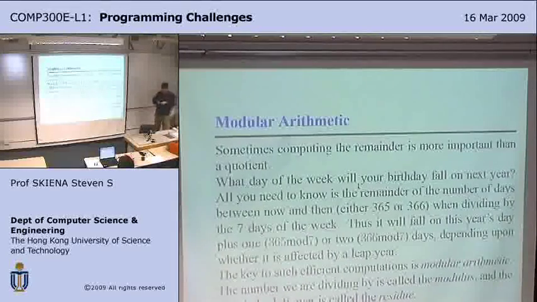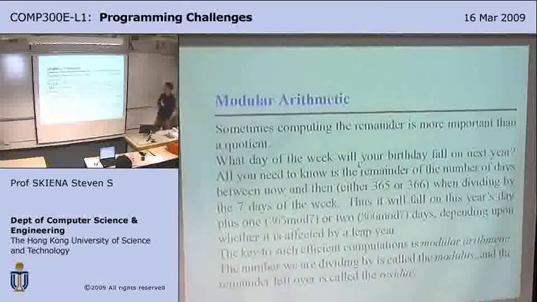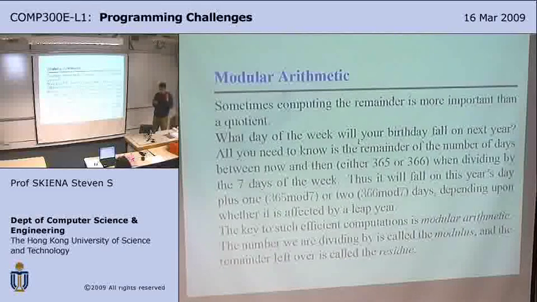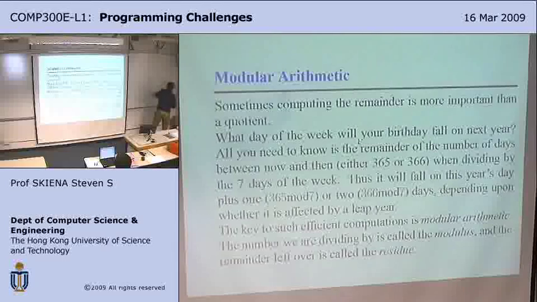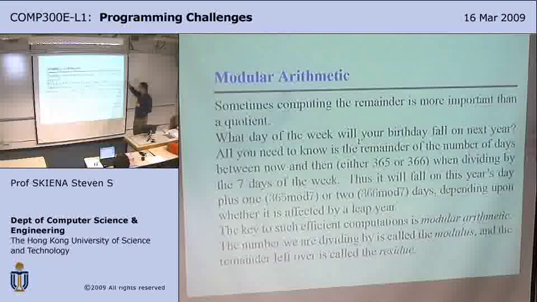Okay. Another very useful tool in number theory has to do with thinking about divisibility, and also about remainders. Modular arithmetic is, in some sense, a way of talking about remainders rather than the quotients. And it turns out to be useful in lots of different things.